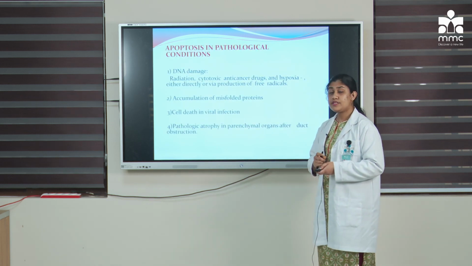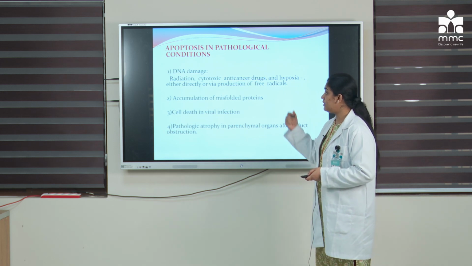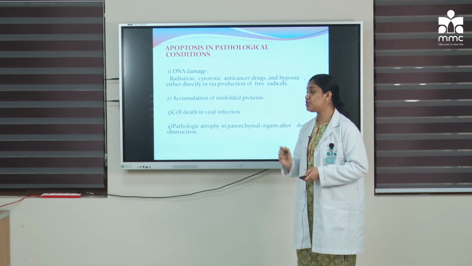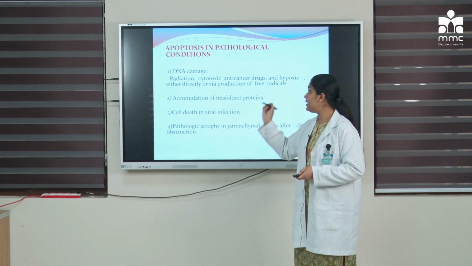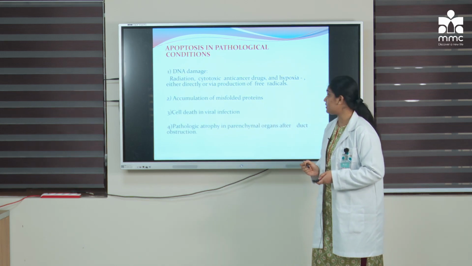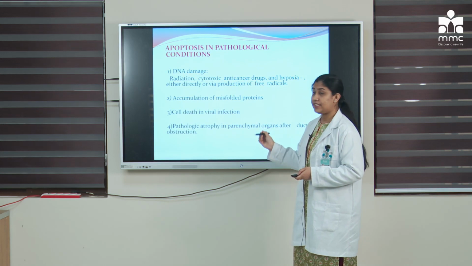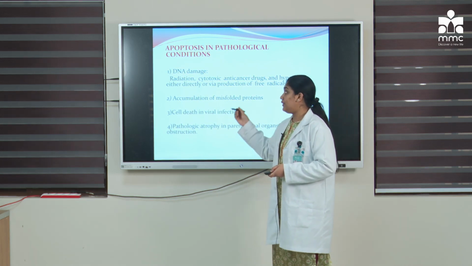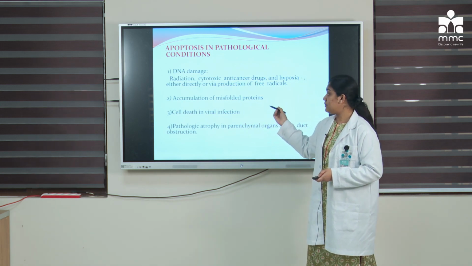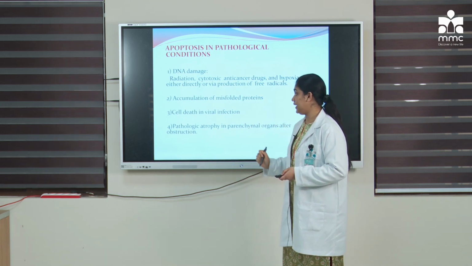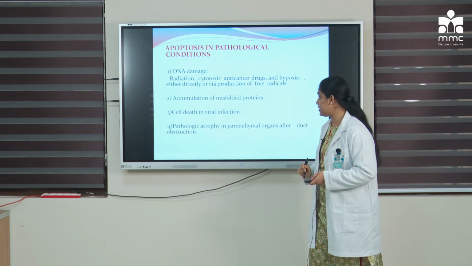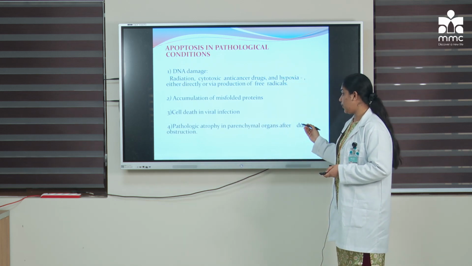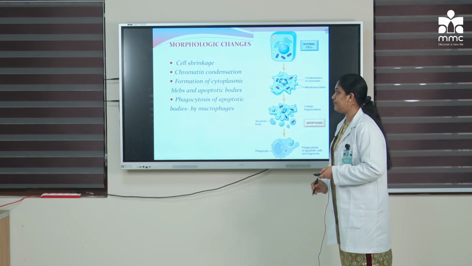So examples of apoptosis in pathological conditions are DNA damage. The DNA damage is usually seen during radiation, cytotoxic anti-cancer drugs, and hypoxia, either directly or via production of free radicals. Other pathological situations include misfolded proteins, in cases of viral infections, or pathological atrophy in parenchymal organs after duct obstructions.